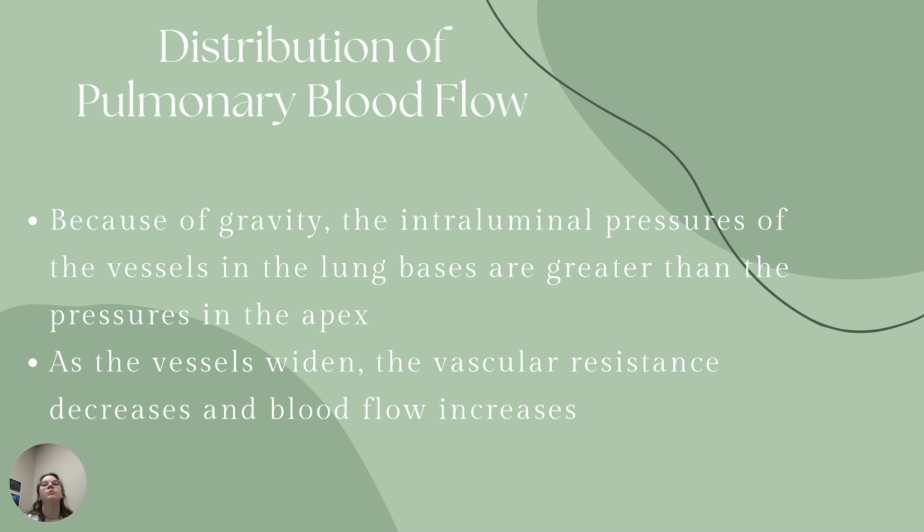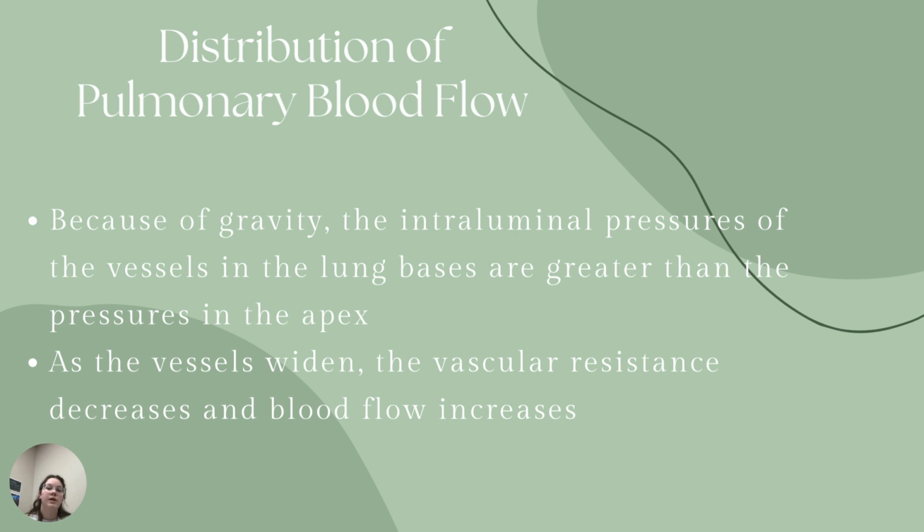So for the distribution of pulmonary blood flow, gravity has a lot to do with it. Because of gravity, the interluminal pressures of the vessels in the lung bases are greater than the pressures in the apex. And I actually have a hand-drawn picture of that I'll show you in a second. And as the vessels widen, the vascular resistance decreases and the blood flow increases.